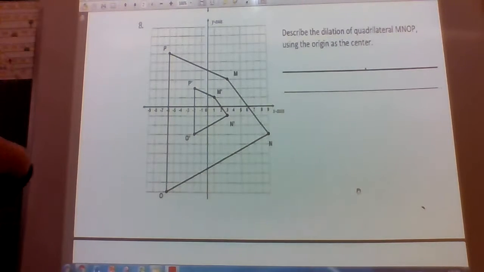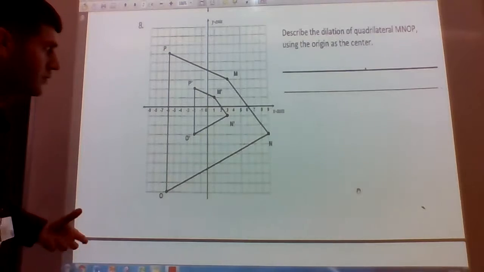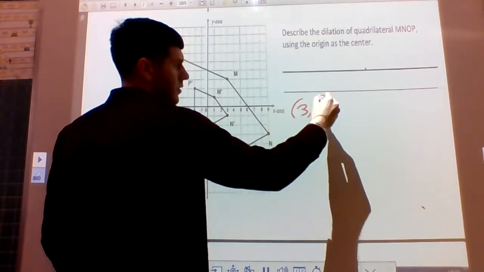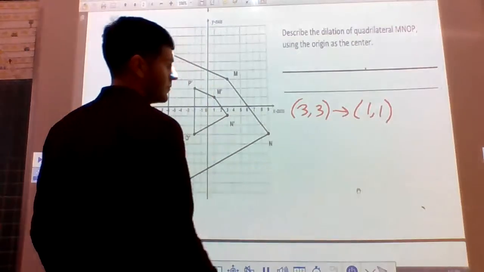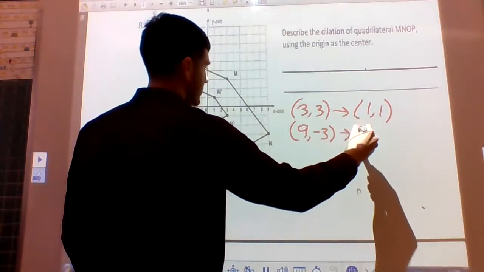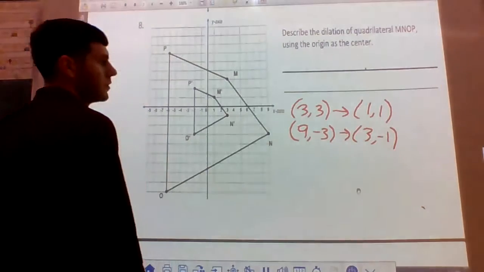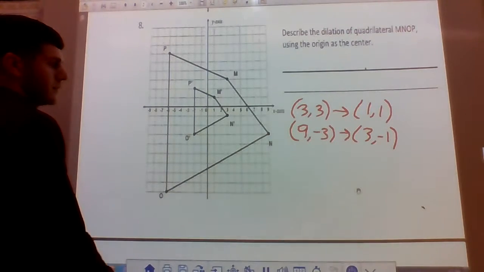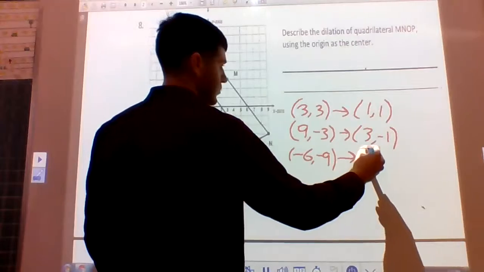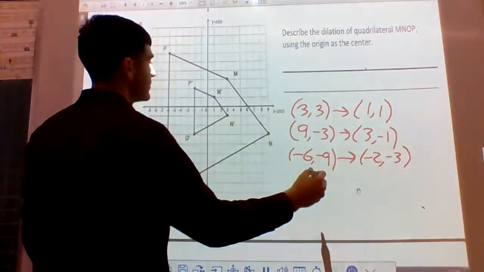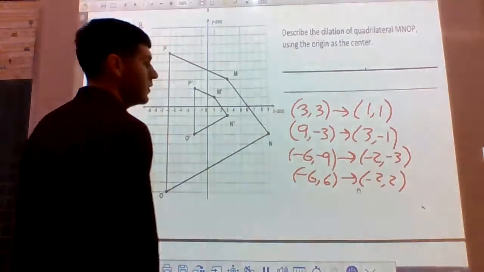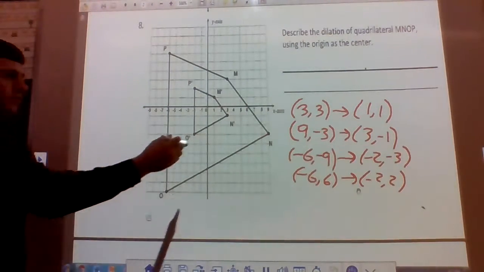If we can't do this visually or just by counting out points, we can write our points down and see what happens. So we have the point M, which is 3, 3. 3, 3 is going to go to 1, 1. N is 9, negative 3, which is going to go to 3, negative 1. O is negative 6, negative 9, and it's going to negative 2, negative 3. And then we have negative 6, positive 6, which is going to negative 2, positive 2. We really only need to pick one of these. So let's take the first one, the 3 and the 1.